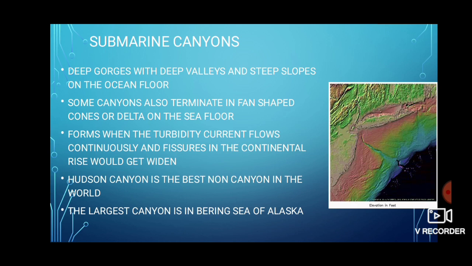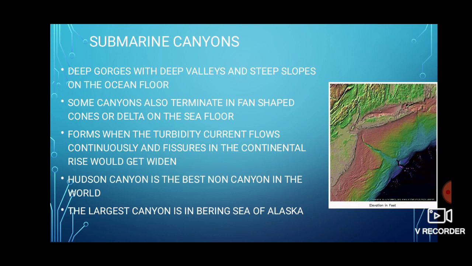How are the submarine canyons formed? When the turbidity current flows continuously in the continental slope areas and then comes down near the continental rise area, the fissures in the continental rise area start widening, and that widened part finally leads to the formation of deep gorges with deep valleys and steep slopes, and thereby the submarine canyons are formed.